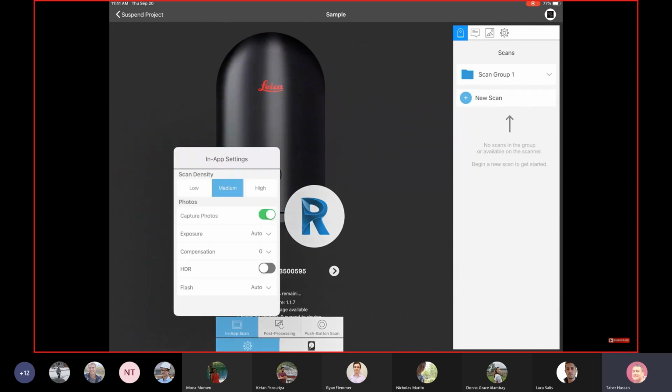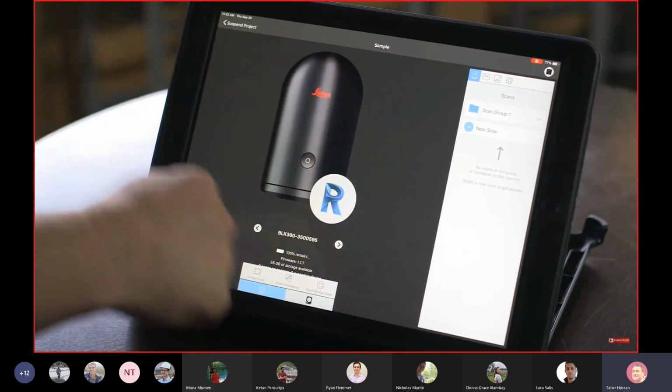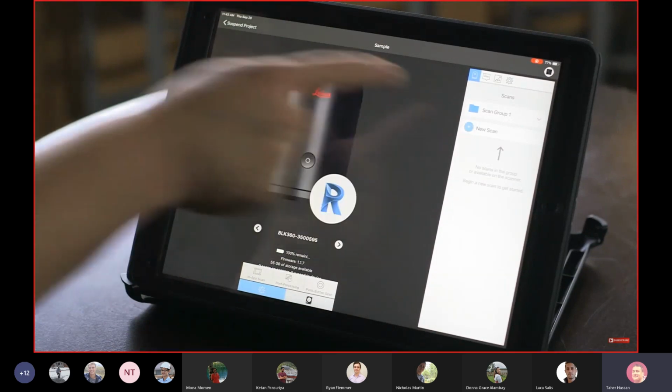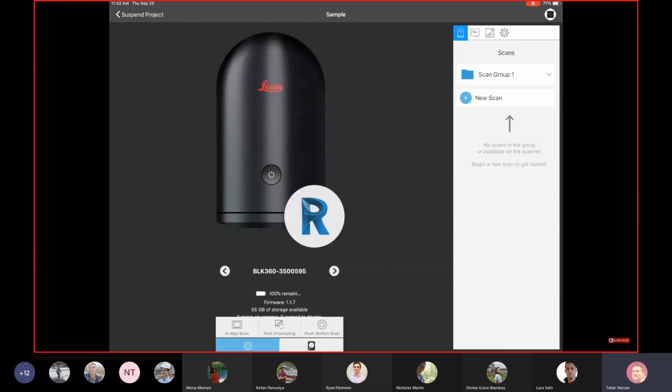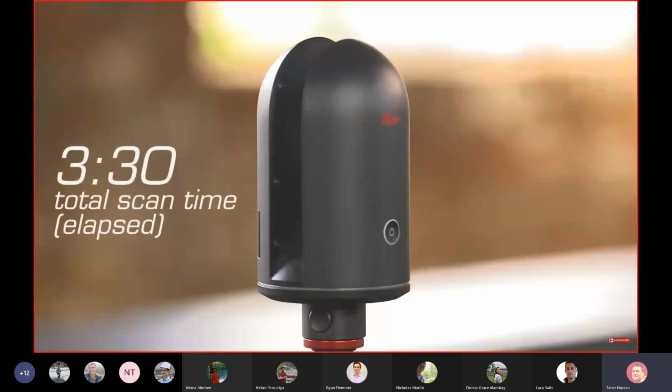You're going to notice that I have 3 settings, low, medium, and high. For today, we're simply going to use the medium setting. You're going to notice that I have full control over my photos, whether I take photos or not, whether I do HDR or not. Once you've made that decision, I can simply pick into the screen anywhere, and now I just simply need to hit New Scan. Once I hit New Scan, the scanner will now start scanning. Now that I've hit New Scan, you'll see that the scanner is starting.